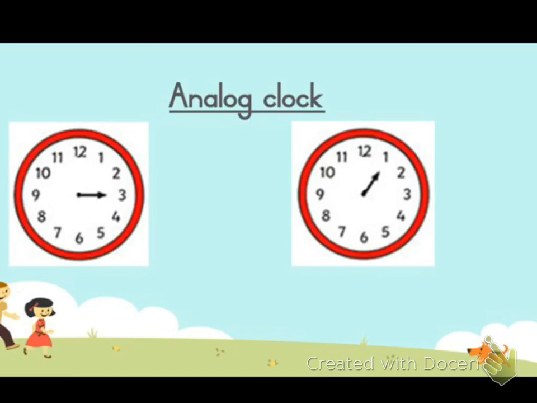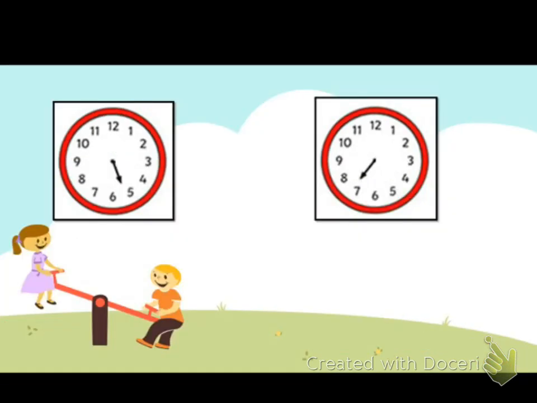Let's have a look at the first clock. The hour hand is pointing at the 3, so it must be 3 o'clock. What hour is the next clock? 1 o'clock, right. What hour is the first clock here? The hour is still 5 o'clock.